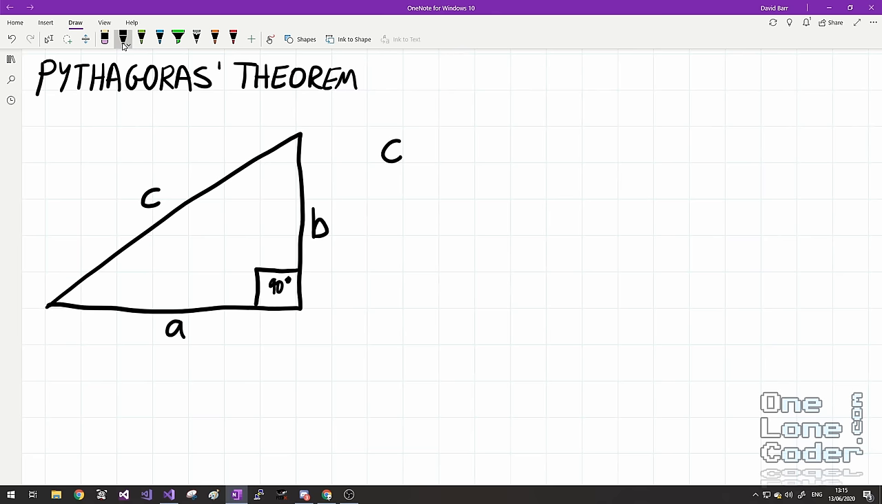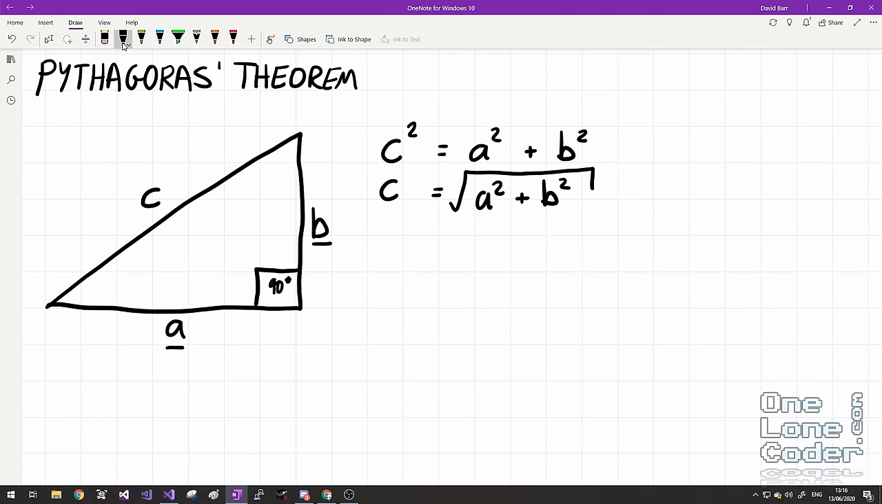It's as follows. We have C squared equals A squared plus B squared, which means if we know the length of A and we know the length of B, we can calculate the length of C, which is known as the hypotenuse. With some simple algebra, we can rearrange this to be C is equal to the square root of A squared plus B squared. Calculating the length of C is quite an important thing in game development.